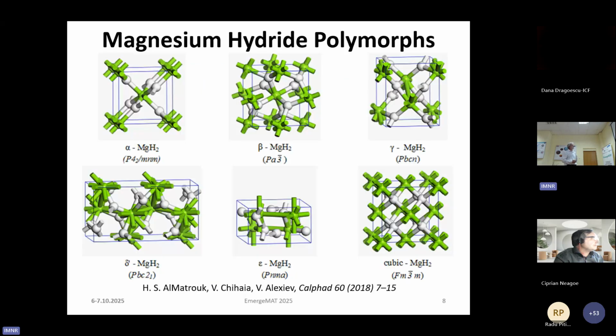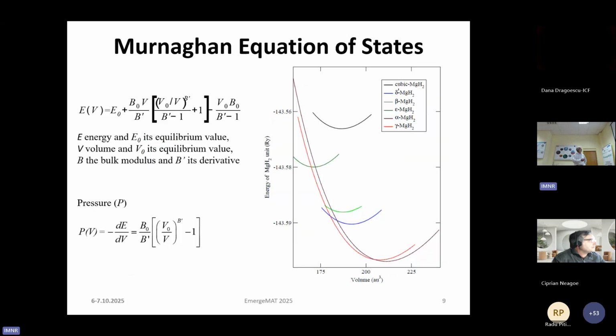If we come to our problem, we may know that there are at least five experimental structures of magnesium hydride. Here I use a theoretical one, so it is a virtual structure. And based on ab initio methods and thermodynamic calculations, we can calculate the energy of such systems as a function of the volume. And we can draw such curves for each of these polymorphs.